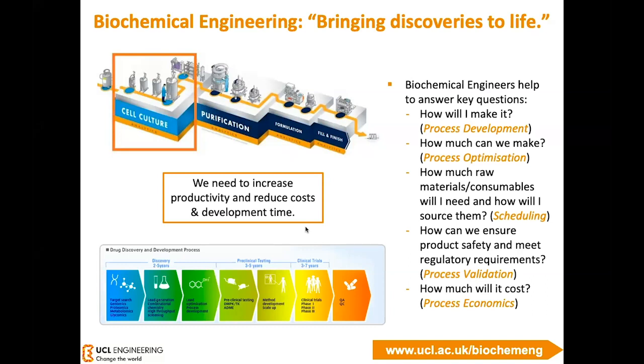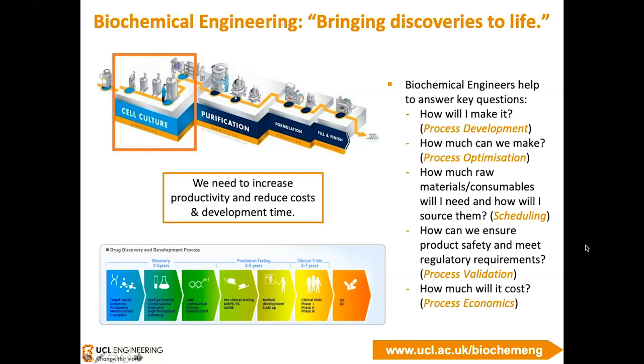So questions that we typically work on trying to identify good answers to are: how will I make it? What will be the sequence of operations that will take place? Fermentation is pretty much a given, but particularly downstream, do I need to do centrifugation, filtration? Do I need to break the cells open if the product is produced intracellularly, and so on and so forth? How much can we make? So how far can we push our process through process optimization? How much raw materials and consumables will I need, and how will I source them and store them? So this has to do with process scheduling.